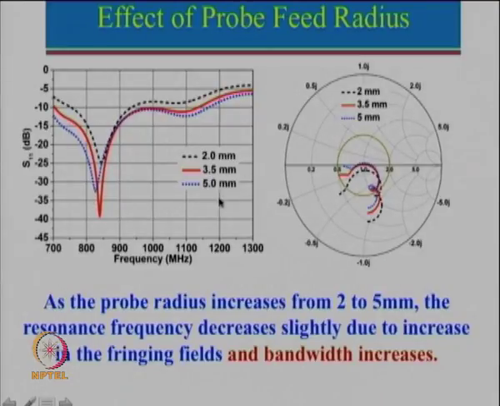However, the major effect is that if we increase the radius, the bandwidth increases. One can see that this line here on S11 is minus 10 dB. This is the bandwidth corresponding to the radius of 2 mm. If we increase the radius, you can see that the bandwidth has increased. And if we increase the radius further, the bandwidth increases further, and there is a small effect of the change in radius on the impedance plot.